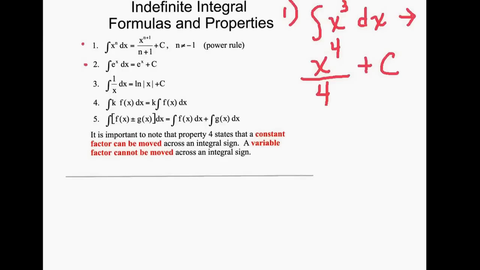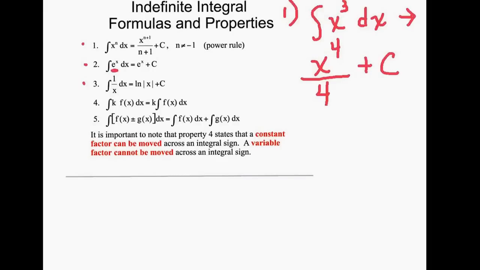The next rule, the integral of e to the x dx, is simply e to the x plus c. Now, just like when we used this with the derivatives, we can only be looking at e to the x dx, or possibly something like the integral of 3e to the x, where we have that coefficient in the front of it. We'll do some of those in just a moment.